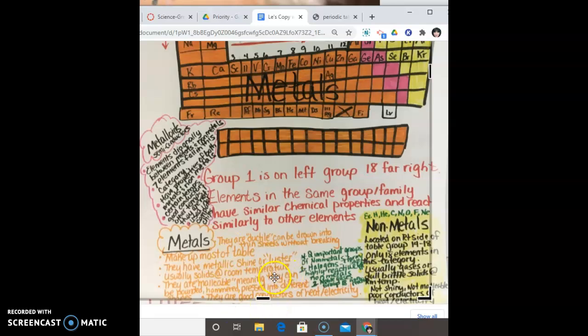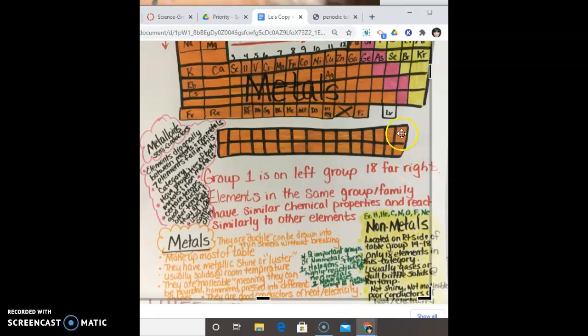Now, our metals, these are what we call ductile. They can be drawn into thin sheets without breaking. They make up most of the table, and they have a metallic shine, or what we call a luster. These are usually solids at room temperature. They are malleable. That is a word you do need to know, meaning that they can be pounded or hammered or pressed into different shapes. They're great conductors of heat and electricity.